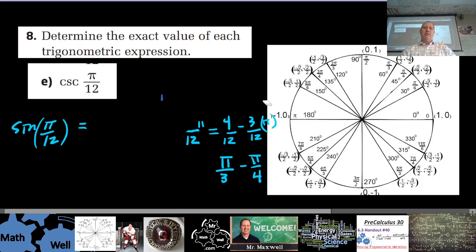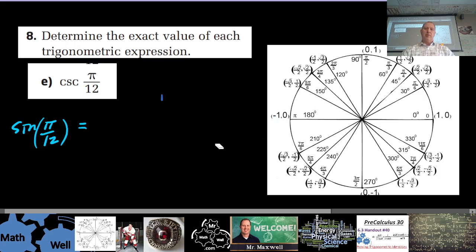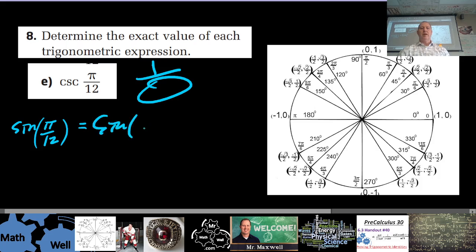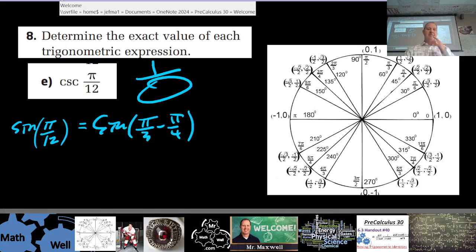So, all that to say, we have to remember we have to do the reciprocal of this later. We can't forget that, 1 over. But this is going to be actually sine of pi over 3 minus pi over 4. Does everyone see that first step there?